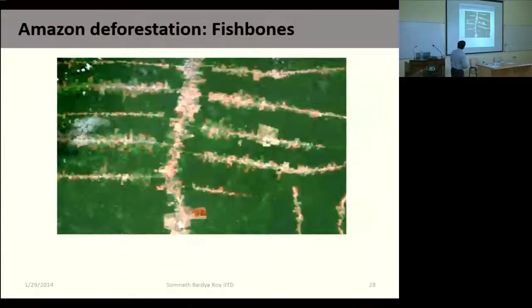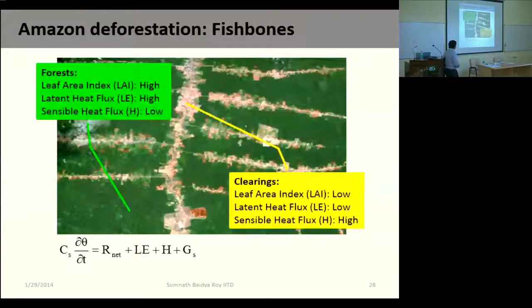Anyways, if I look at zooming here, the forest area has high leaf area index. We expect the latent heat to be high and sensible heat to be low. And in the clearings, we expect low leaf area index, low latent heat and high sensible heat. And again, the energy budget in these two cases is going to be different because the latent and sensible heating are different as per our model.